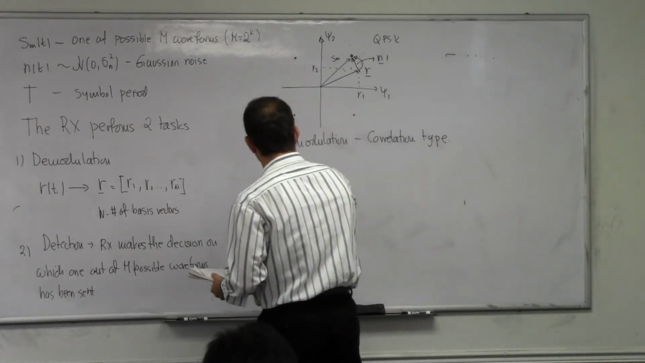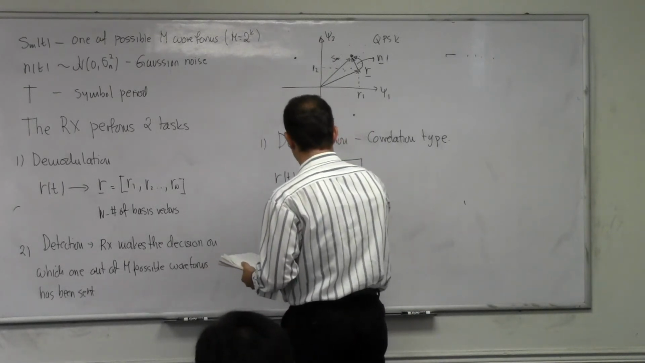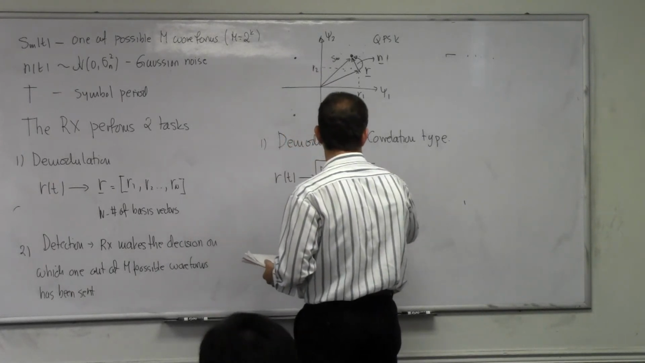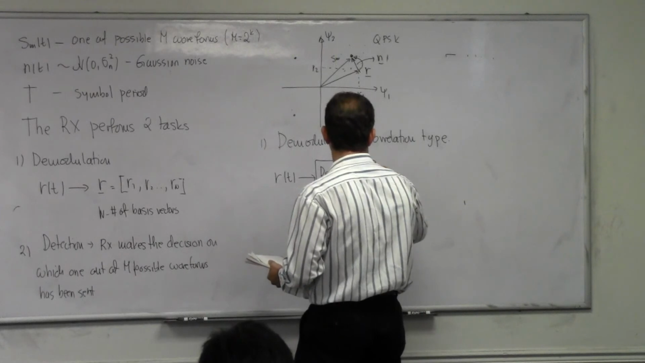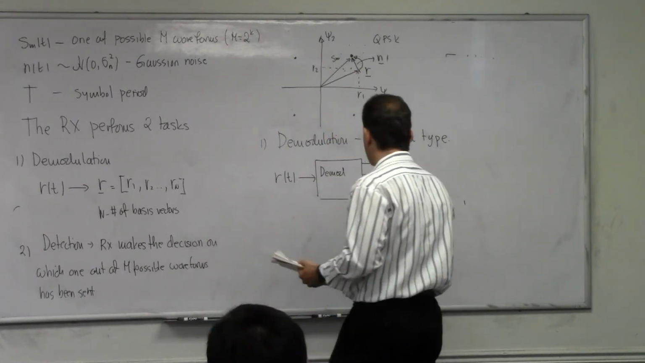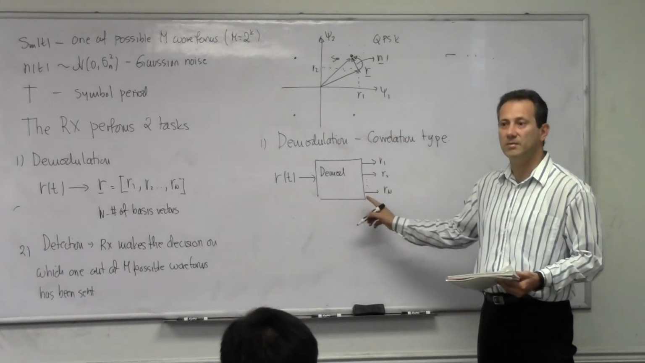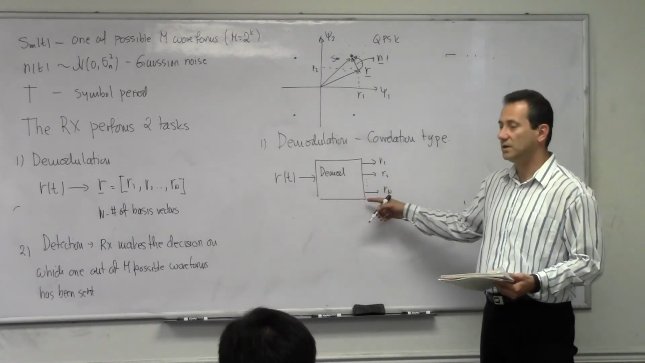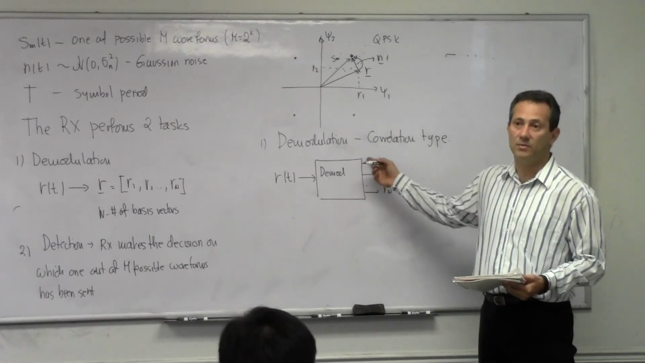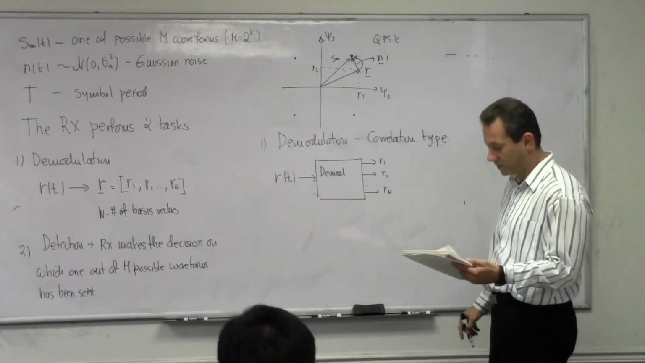Here's what we're going to do. We're going to feed this signal R of t into something that we call a demodulator. And what comes out are these R's: R1, R2, all the way to Rn. How many R's I'm going to have depends on the size of my basis set. If I'm using one-dimensional modulation, then I just have one. If I'm using two-dimensional, then I'm going to have two, right? Or multi-dimensional, I may have more than one.